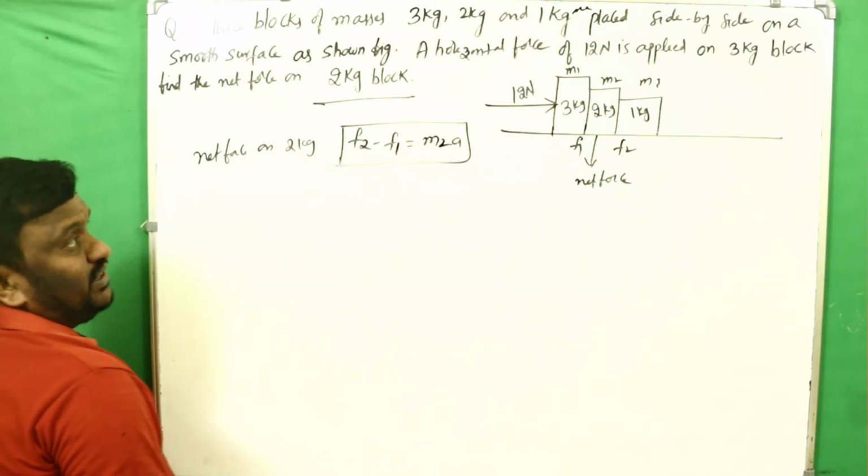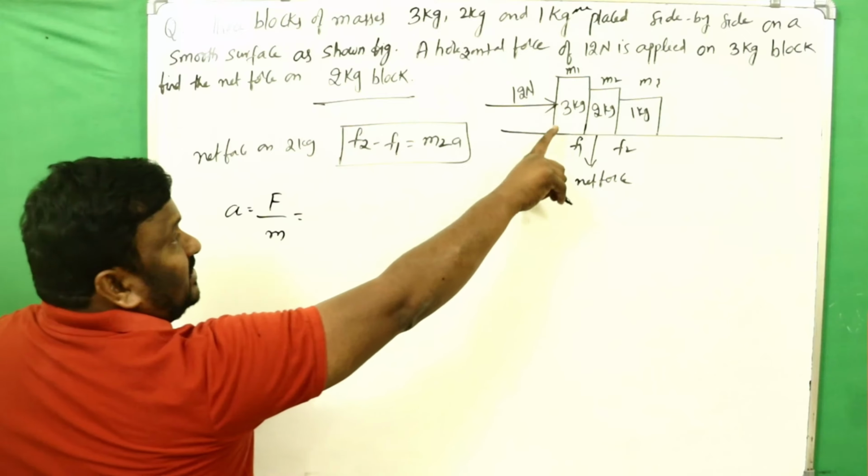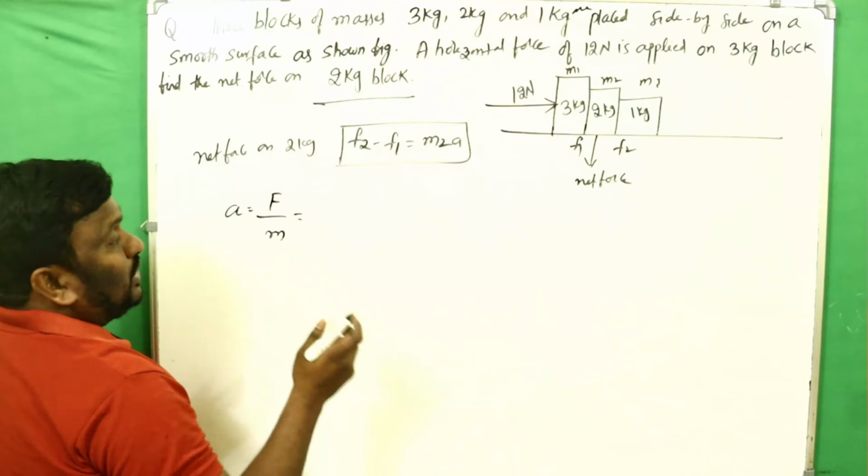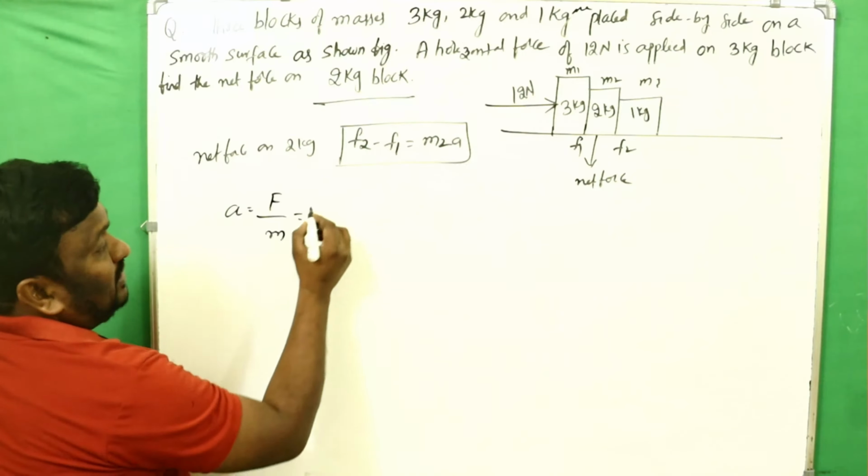For that we have to find f1, f2 and also a. Clear? So a is equal to F by m. In this case we consider these three bodies as one system, so F by m1 plus m2 plus m3. So a is equal to the applied force 12 newtons by 3 plus 2 plus 1, that is 12 by 6, which is 2 meter per second square. This is the acceleration of the entire system.